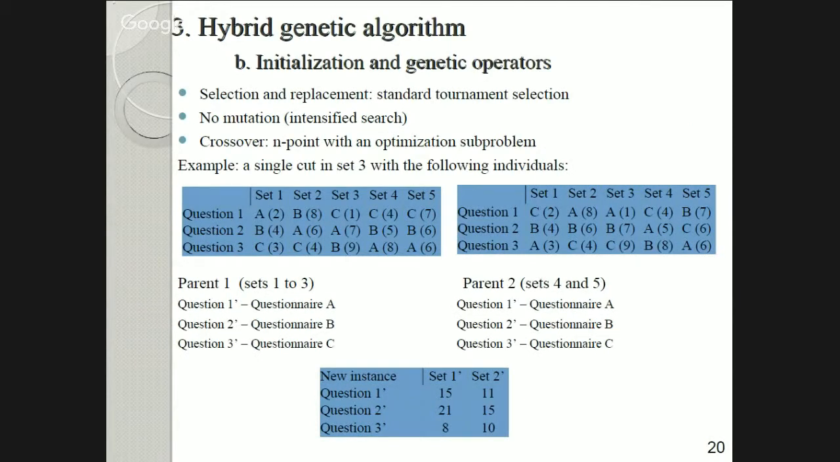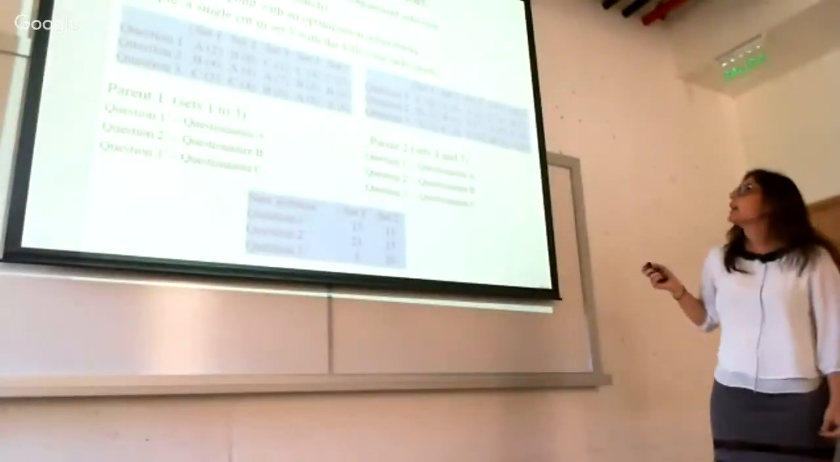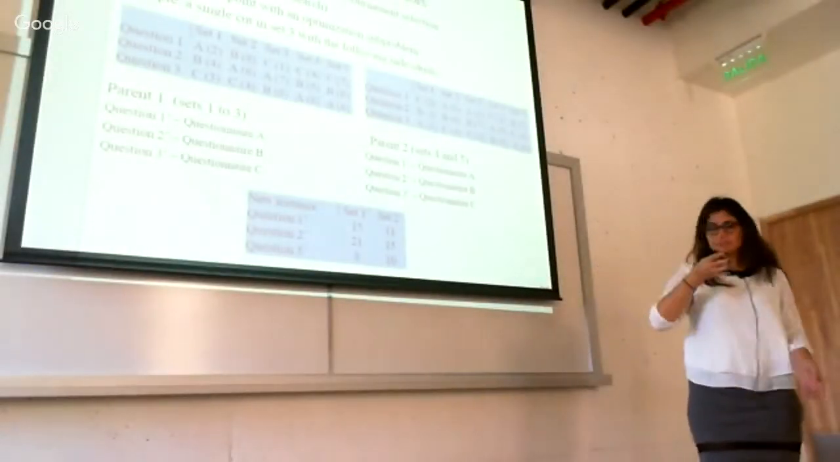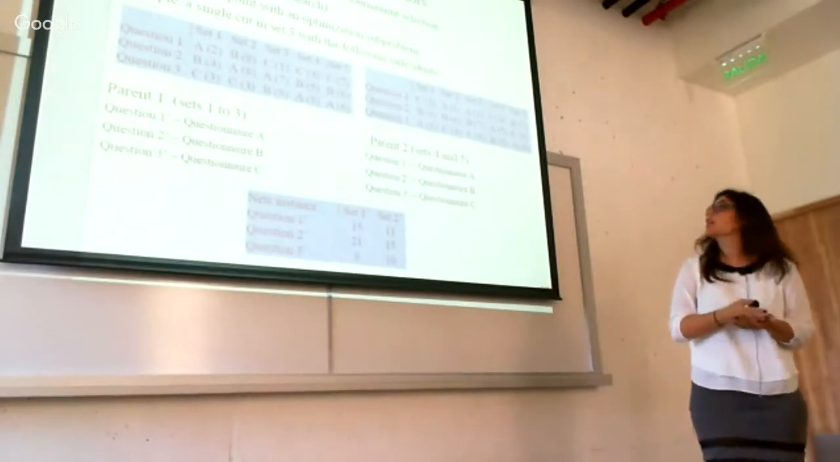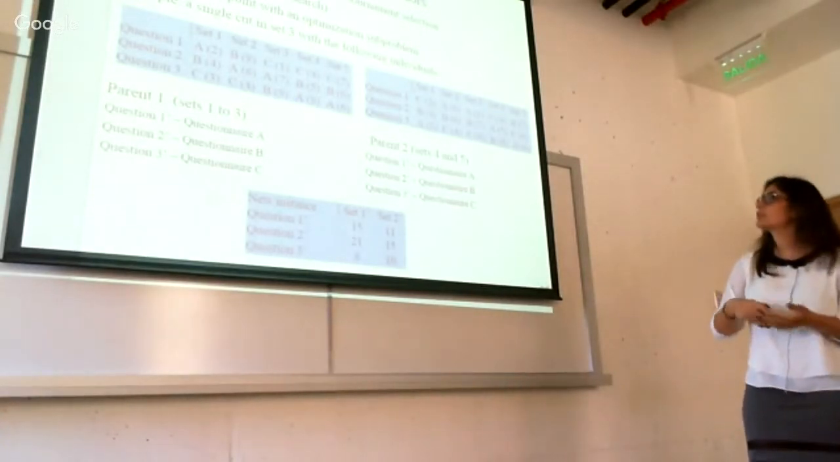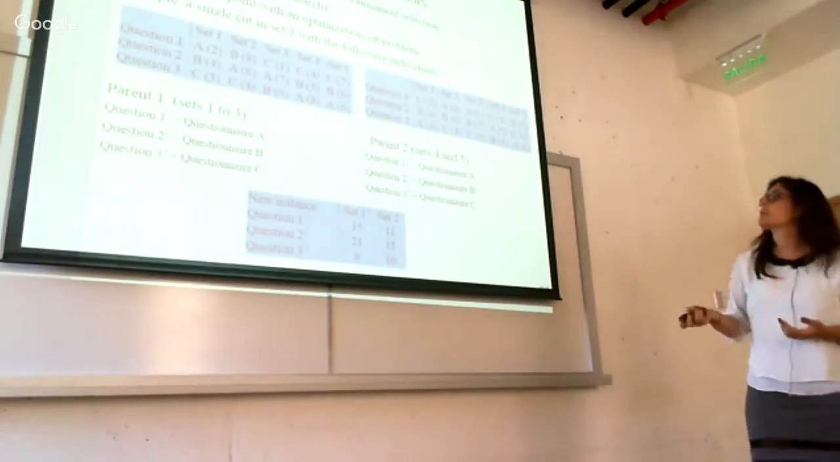Now, about the genetic operators, selection and replacement, it's a simple standard tournament selection. We don't use mutation. We're trying to intensify the search, so we don't use mutation. And the crossover, as I said, this is the fun part of the algorithm, well, it depends on what you do for fun, but it's a fun part of the algorithm. What we do is an endpoint crossover with an optimization subproblem.